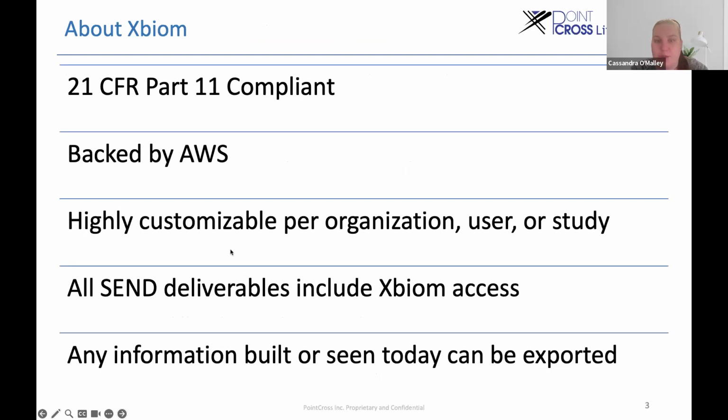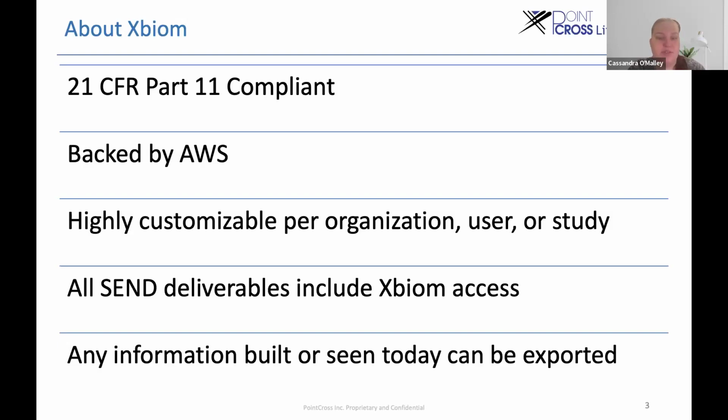Today, as I mentioned, we will be looking at how Xbiome can help you create a repository and how you can use it for cross-study analysis. Xbiome is a 21 CFR Part 11 compliant and validated system. Xbiome is backed by AWS and is entirely web-based for any end user. For security purposes, the system includes user-based role access, which can be edited by an internal IT team. The Xbiome platform is highly customizable, including templates and options to collaborate with teammates on visualizations.